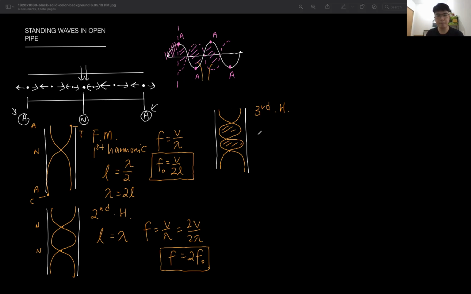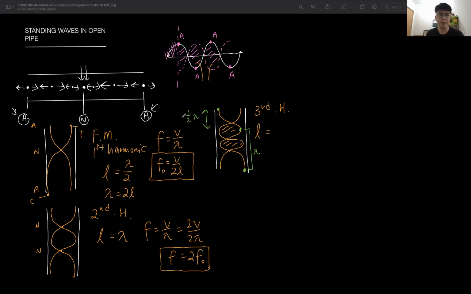Third harmonic, length equals to, from where to where is one wavelength? From here to here, crest to crest. This is 1 lambda. Okay, how about this one? From here to here, trough, crest, crest to trough. That is half lambda.